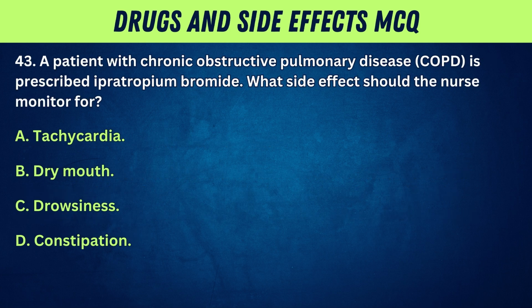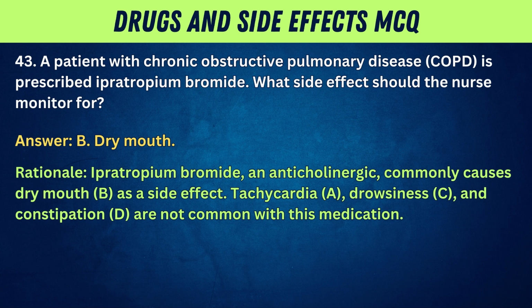43. A patient with chronic obstructive pulmonary disease, COPD, is prescribed ipratropium bromide. What side effect should the nurse monitor for? A. Tachycardia. B. Dry mouth. C. Drowsiness. D. Constipation. Answer: B. Dry mouth. Rationale: ipratropium bromide, an anticholinergic, commonly causes dry mouth.